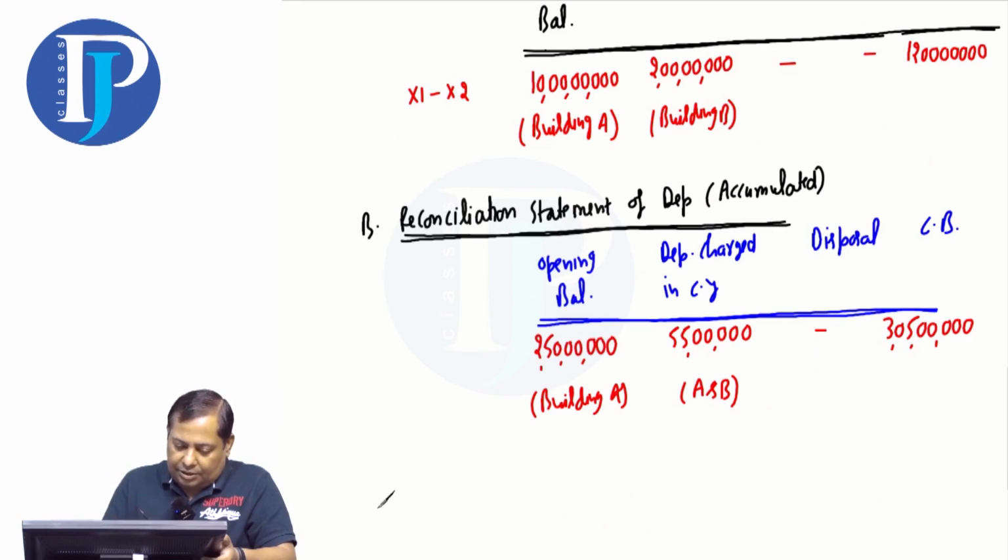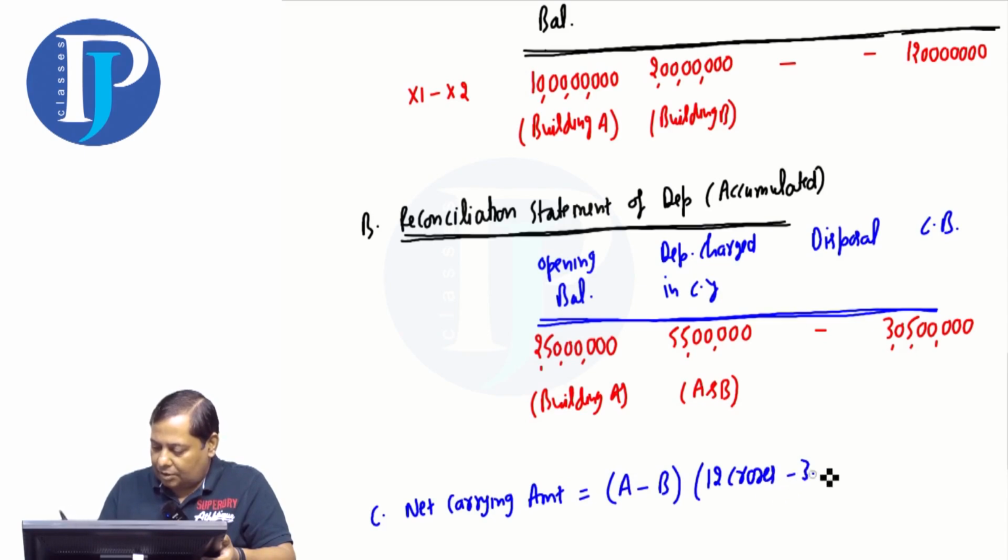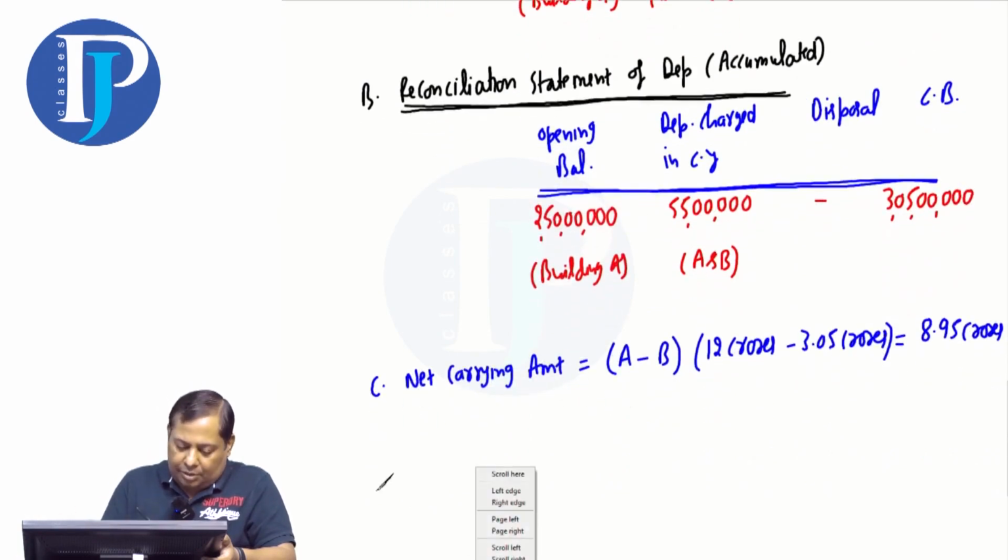So now, we'll write net carrying amount below this. A minus B. So we will subtract 3 crore 5 lakhs from 12 crores. So we'll get this figure. 8 crore 95 lakhs. Point D.